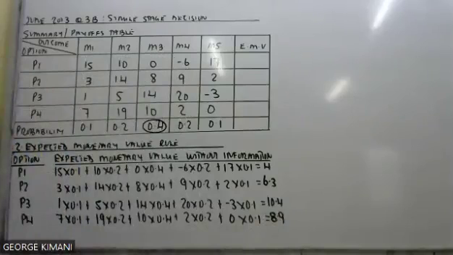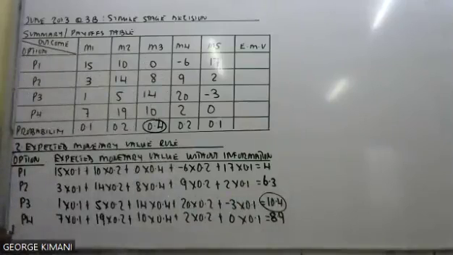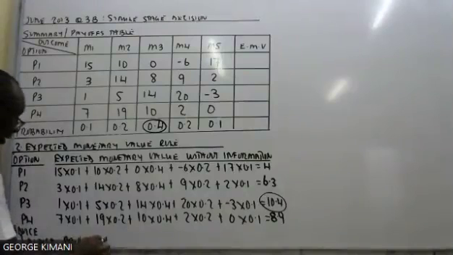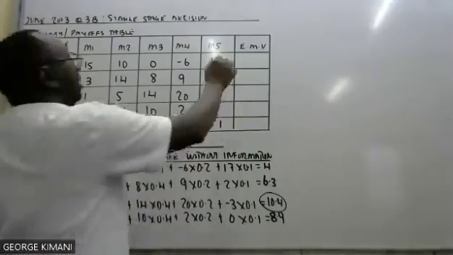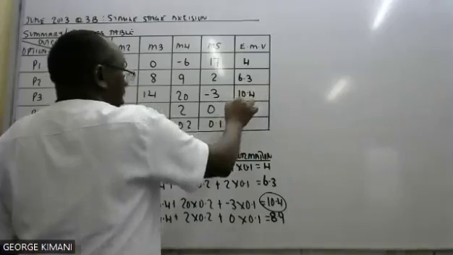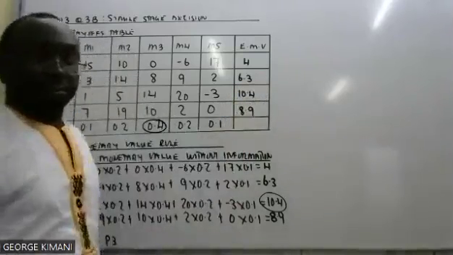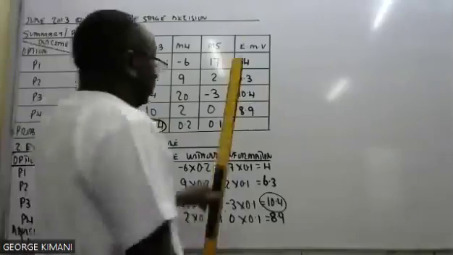Now what you do in this rule, we select the highest. The highest of these 4 is what? 10.4. So the advice that you are going to give is that they should launch product P3. And then thereafter you copy these values up. This is 4. This is 6.3. This is 10.4. And this is 8.9. That's rule number 2.